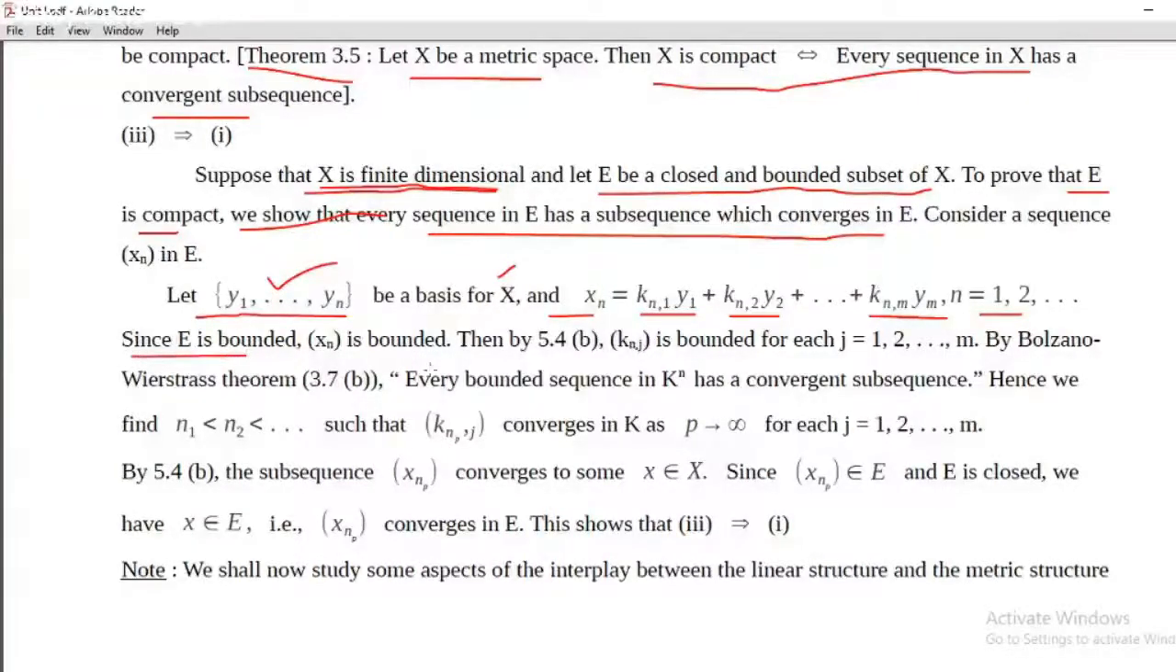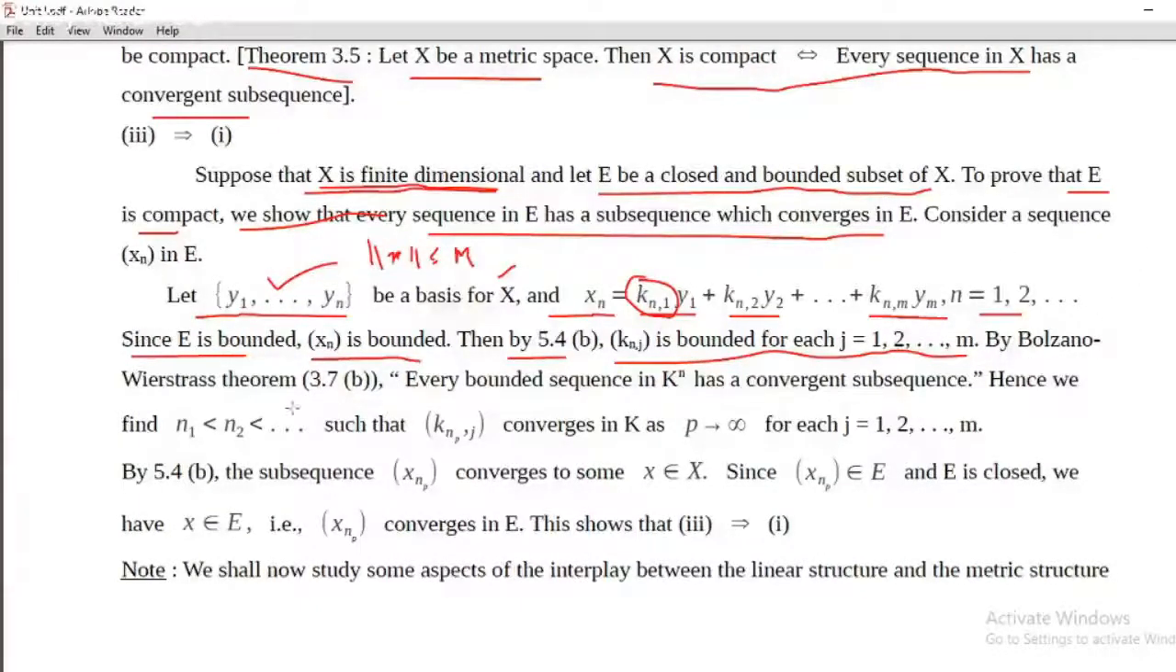Now, since E is bounded, the sequence xn is bounded. E is bounded means for every element x belonging to E, there exists some positive constant M such that norm of x is less than or equal to M. And the terms in xn are in E, therefore xn is bounded. Then by 5.4b, if xn equals kn1 y1 plus kn2 y2 plus etc. plus knm ym is bounded, then each scalar knj is bounded for each j equal to 1, 2, etc., up to m.